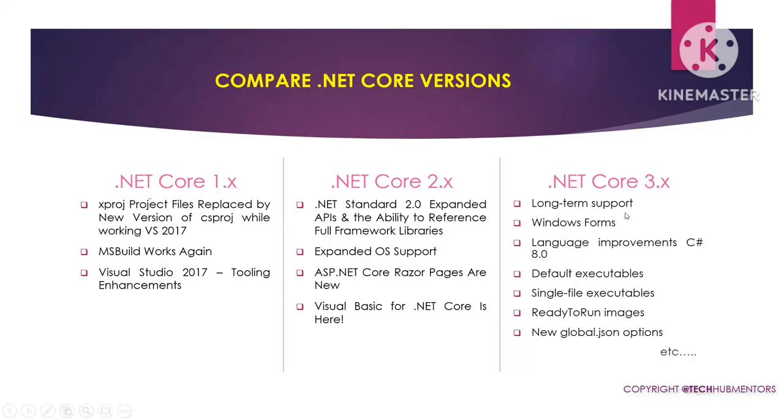In .NET Core 3.x versions, there is long-term support. We can create Windows Forms as well, like WPF. Previously in .NET Core 2.x, we could not create WPF applications, but with .NET Core 3.x versions, we can create WPF applications as well. They have language improvements, C# 8.0 features, default executables, single file executables, ready to run images, and new global.json files.